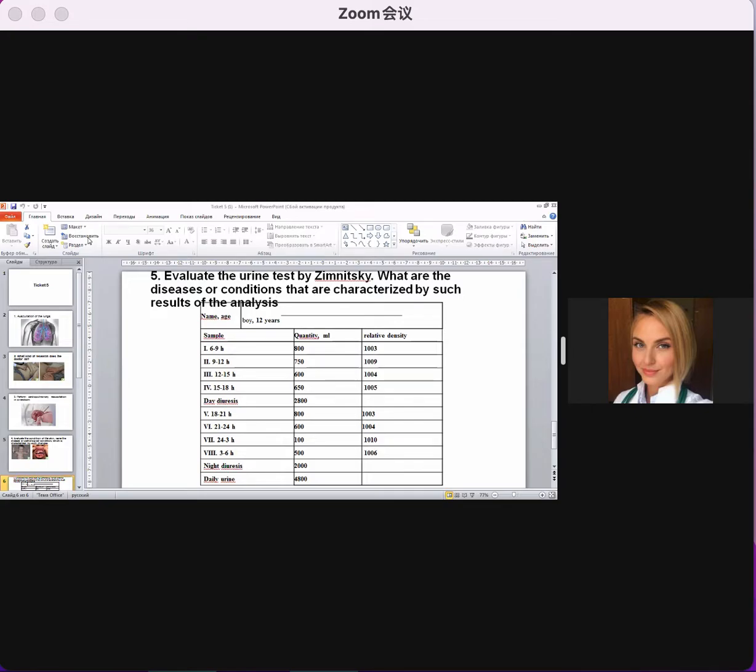So please look at this analysis. One second, look. This boy is 12 years old. So also this patient has polyuria. No, we used the formula. Yeah, we used the formula. 600 plus 100 times N. You are right. So, of course, this is polyuria.